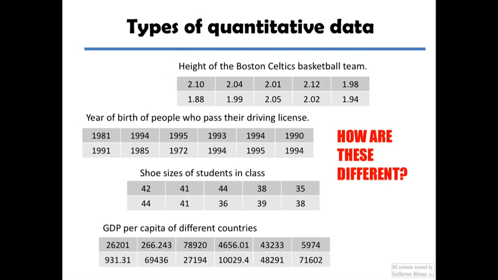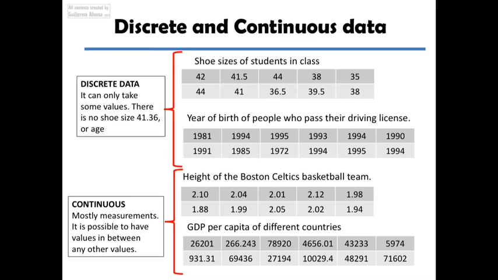Also, there are different types of quantitative data, and this is less evident to see. So, for example, if you had the height of the Boston Celtics basketball team and the shoe sizes of students in a class, what is the difference between this kind of data and this kind of data? Well, one, we say it's discrete because it can only take some values. We have 42, 41.5, 44, 38.